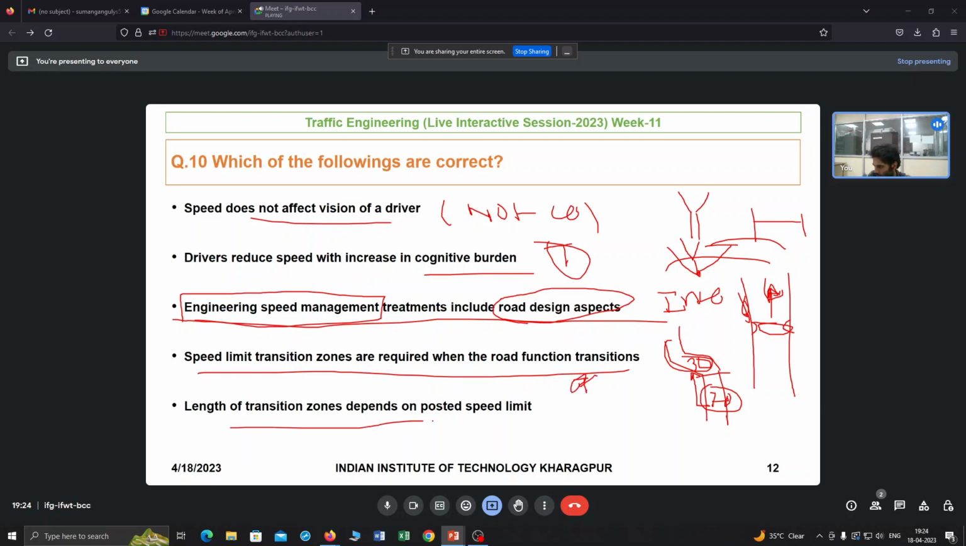The length of transition depends on the speed. Suppose you want to go from 70 to 30, then you have to have a length long enough so that people can reduce speed, because there is something called the stopping sight distance, right? So you have to reduce down from 70 to 30. That has to be done. So it is also correct. So this is correct, this is correct, this is not correct, this is correct. So these are the three questions that are correct.